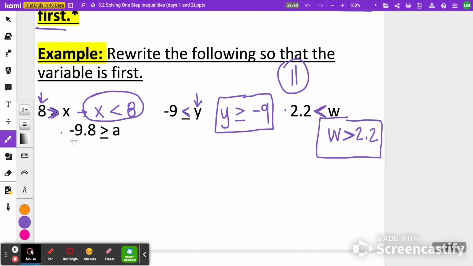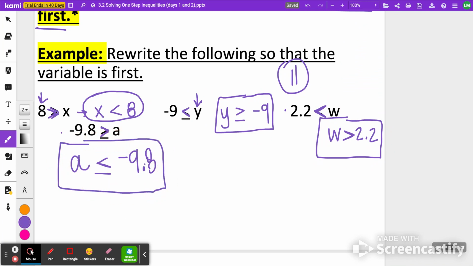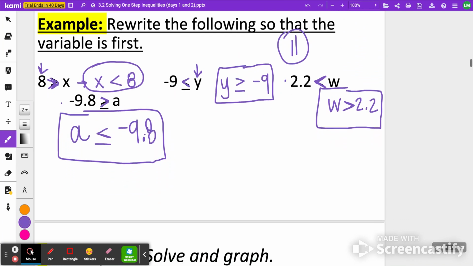And our final one, -9.8 is greater than or equal to A. To rewrite this, A needs to come first. -9.8 goes second. Noticing that I'm opening up to -9.8, I'm opening up to -9.8 here with my inequality symbol. So A is less than or equal to -9.8. As we work through some questions, you are going to see them written backwards, so it might be best after you're done solving them to rewrite them so that your variable is in the front. But remember, as you rewrite it with the variable, you must also flip the inequality symbol.